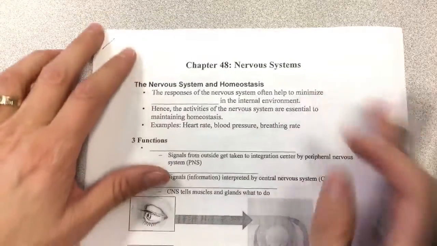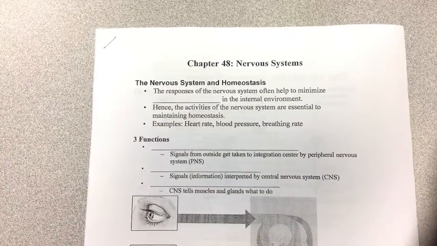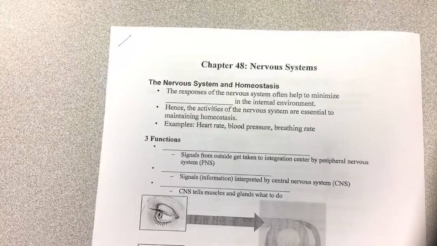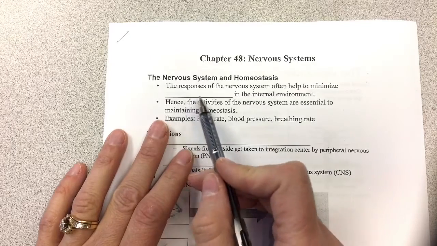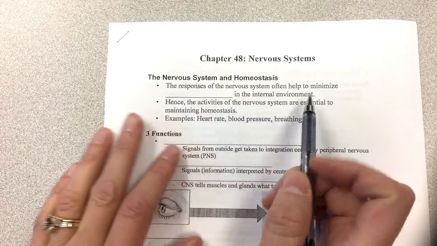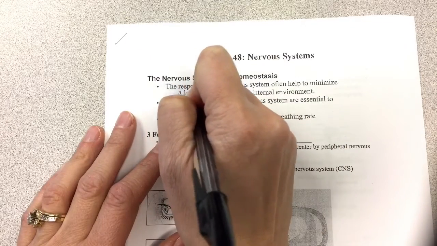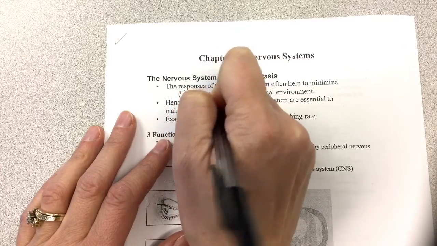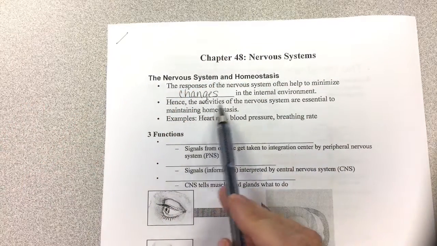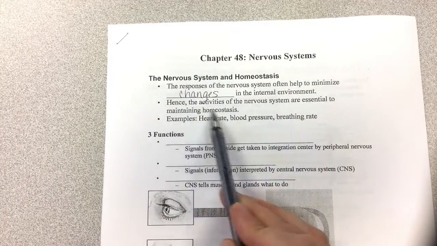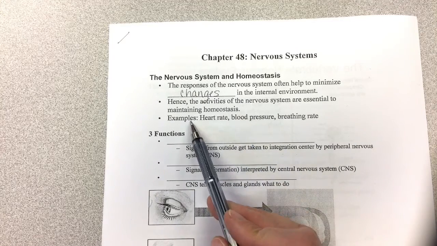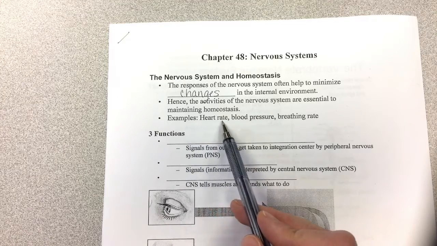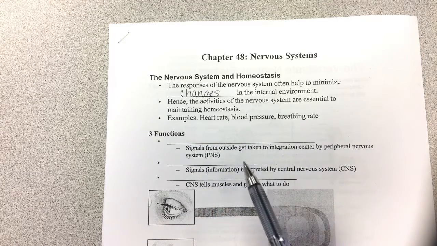Okay, so chapter 48 is all about the nervous system, and we are going to look at the human nervous system in particular. The responses of the nervous system often help to minimize changes in the internal environment, so it helps to maintain homeostasis. The activities of the nervous system are essential to maintaining homeostasis, a constant internal environment. Examples of what the nervous system helps maintain are heart rate, blood pressure, and breathing rate.